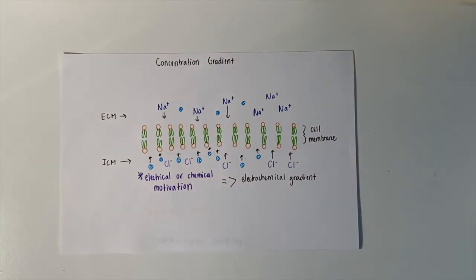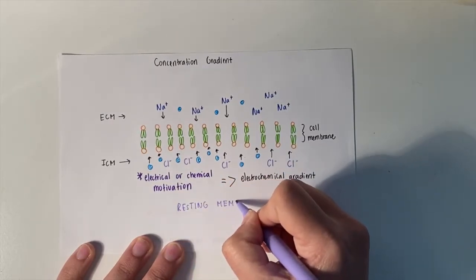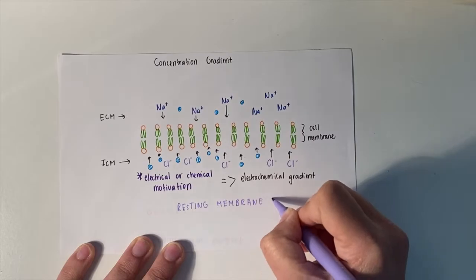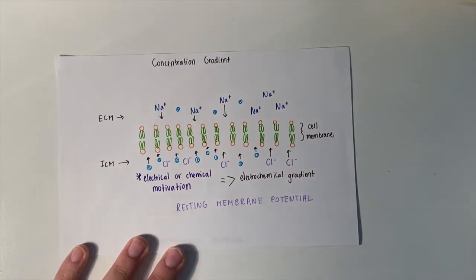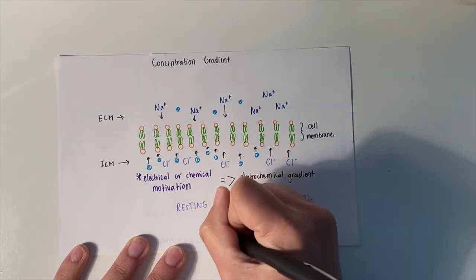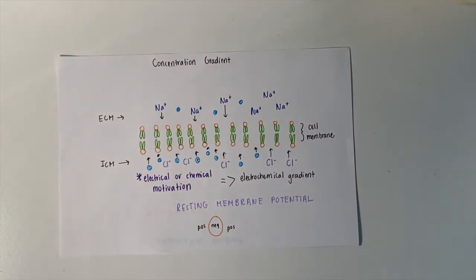These concentrations are crucial for the cell's survival. The inside of a normal cell is usually negative, and the outside is usually positive. This charge difference is known as the resting membrane potential. It means nothing is occurring in the cell, and it has no stimulus. At this time, ions and molecules want to move, but cannot.